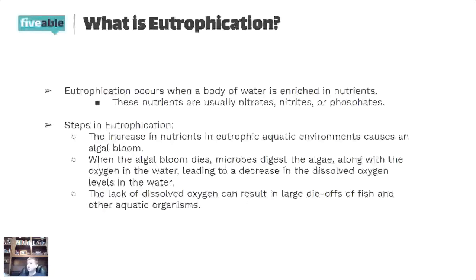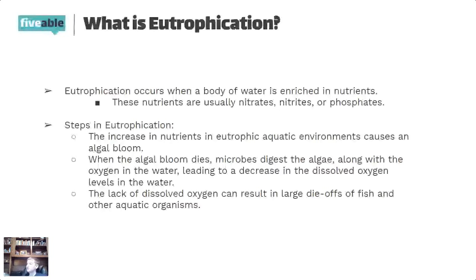So when there's not enough dissolved oxygen, when all of it's taken up by these aerobic decomposers and other microbes and bacteria, that means that there's not enough dissolved oxygen for the fish and other aquatic organisms to breathe. So then they all die. But then there are more decomposers, more anaerobic decomposers, and it just starts a cycle and it creates a nasty space.